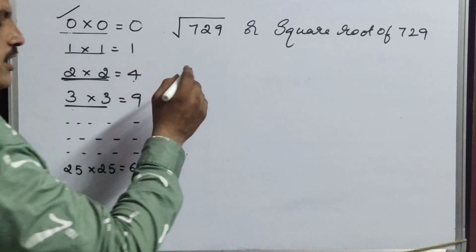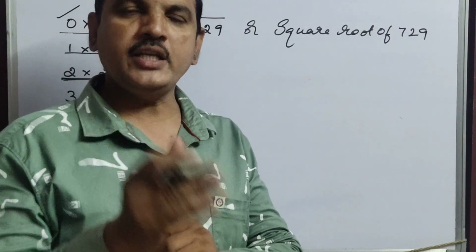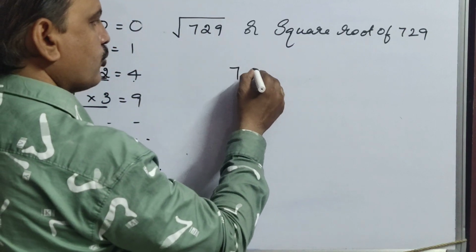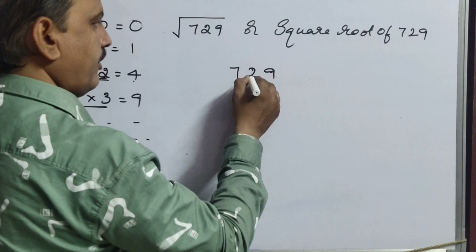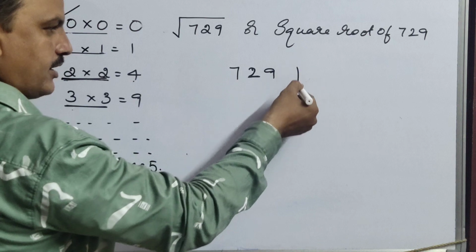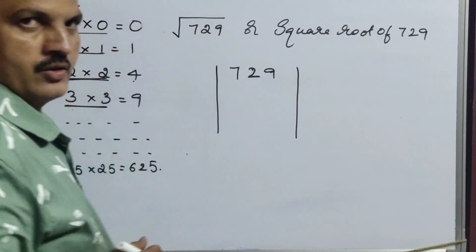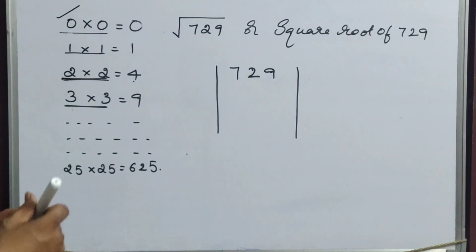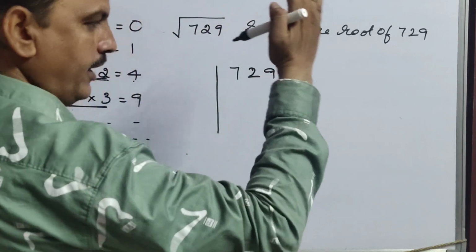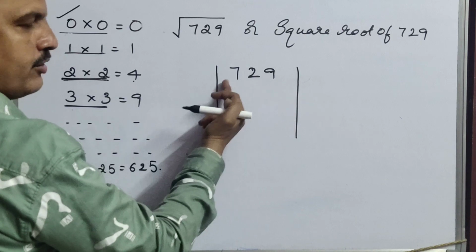Okay, now see here, listen very carefully children. Very interesting topic and very easy topic. Okay, see here, 729. First write the given number. Then, as in division, you draw 2 lines, one on the left hand side, one on the right side. Now listen very carefully. Which hand is this? Right hand. Okay, from right to left. Right to left means from 9 to 7.